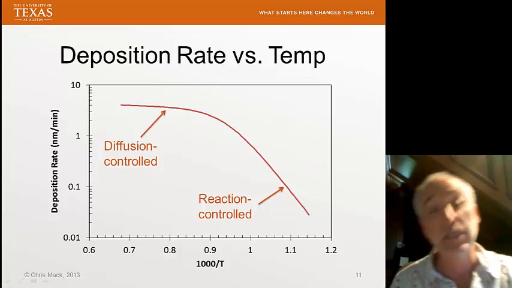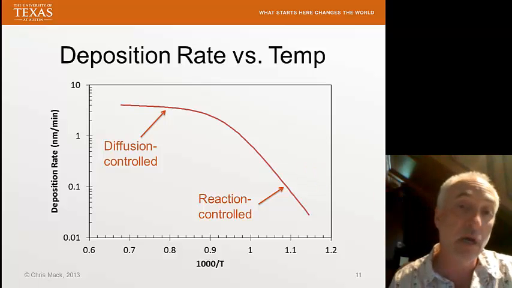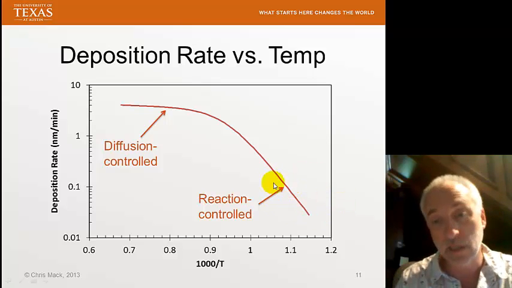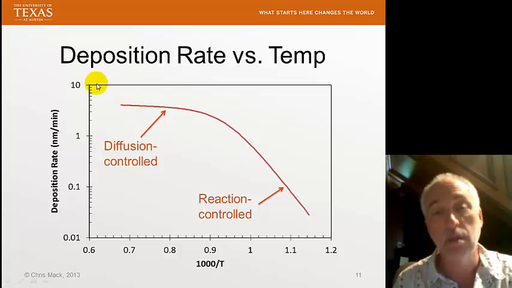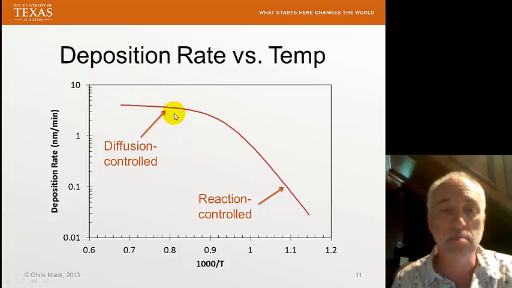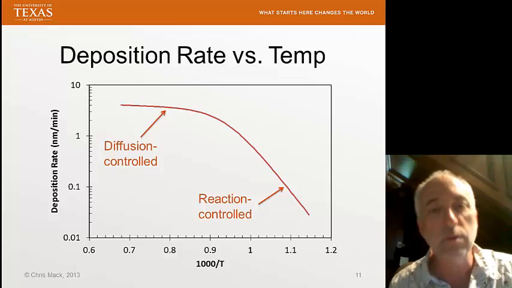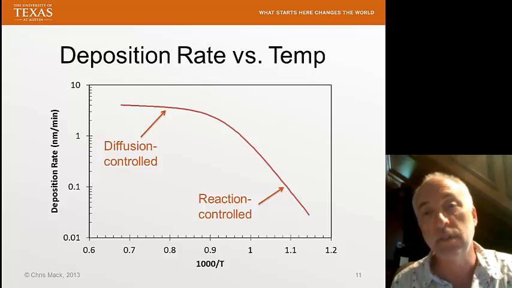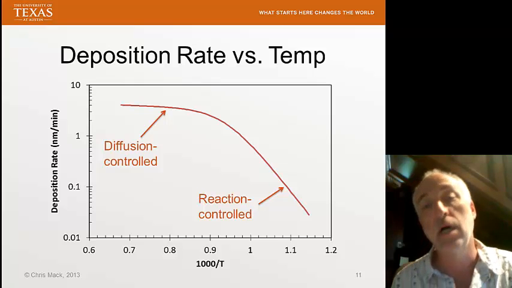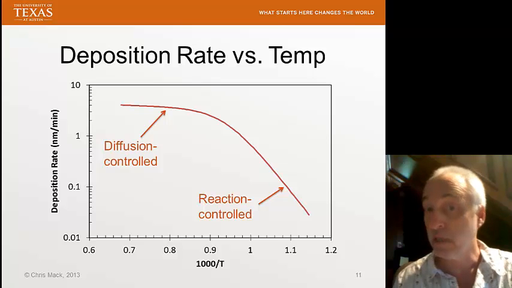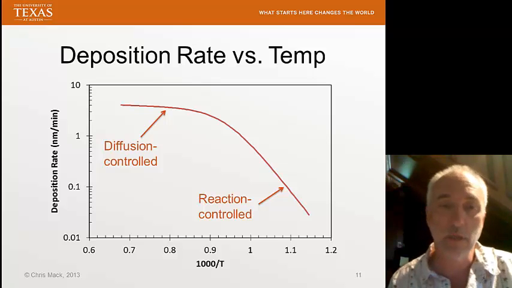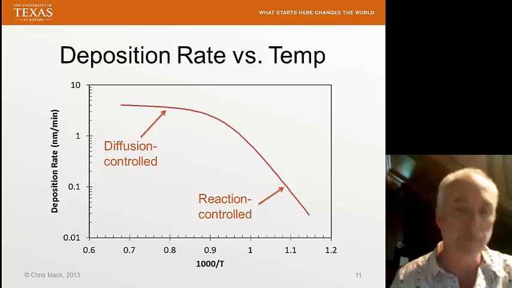But as we'll see next time, how we design a CVD system to work in the reaction control regime is very different than how we design a system to work in the diffusion control regime. Why don't you think about that a little bit before you watch the next lecture? What would change about the design of a reaction chamber if you were in the reaction control regime versus if you were in the diffusion control regime.